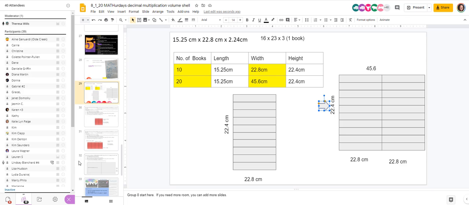And as they change the width, what also changes? Can someone turn on their mic and explain to us what happens when they change their width? Changing the volume. And how do they measure volume? Length times width times height. So yes, that is a formula for how we measure volume, but how did they measure volume? How did they report out their volume?